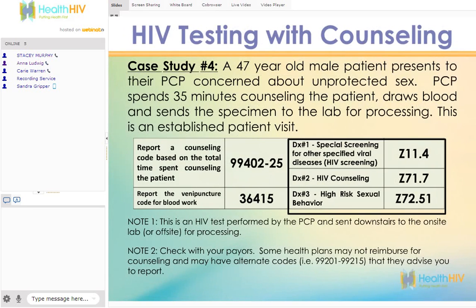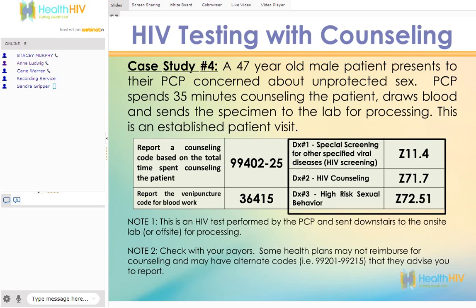HIV testing with counseling, so somewhat similar. The only difference is there was no well visit component. A 47-year-old male patient presents to their PCP concerned about unprotected sex. The PCP spends 35 minutes counseling the patient and draws some blood and sends the specimen to the lab for processing. So this is a counseling visit.